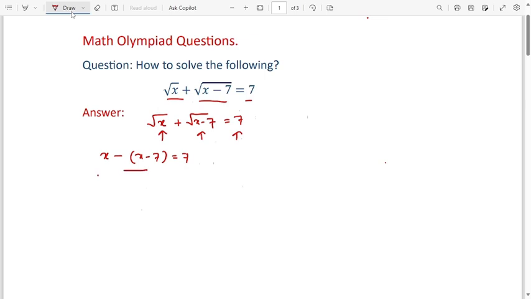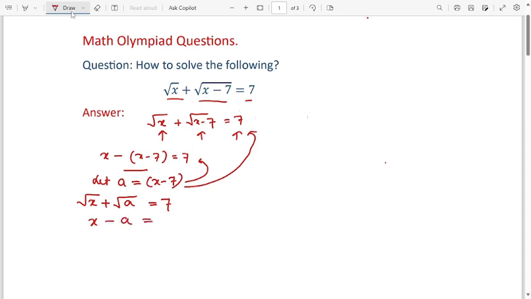So for this, we are going to substitute a is equal to x minus 7. So let's substitute here and also substitute here. Then our new equation is that square root of x plus square root of a is equal to 7, and also we are getting x minus a is equal to 7. Okay, so this is our new equation. Let me write it 1 and 2.